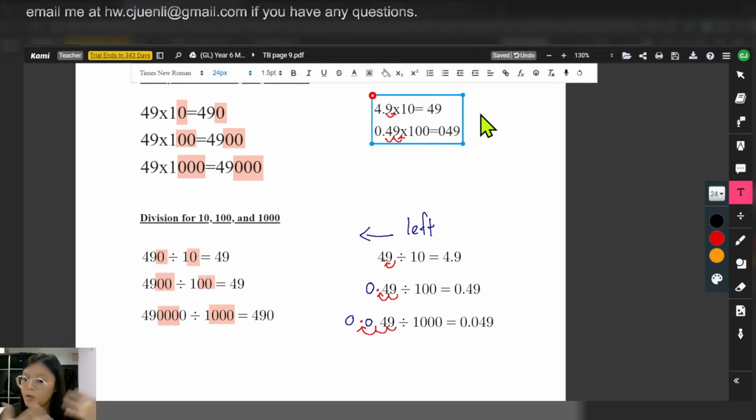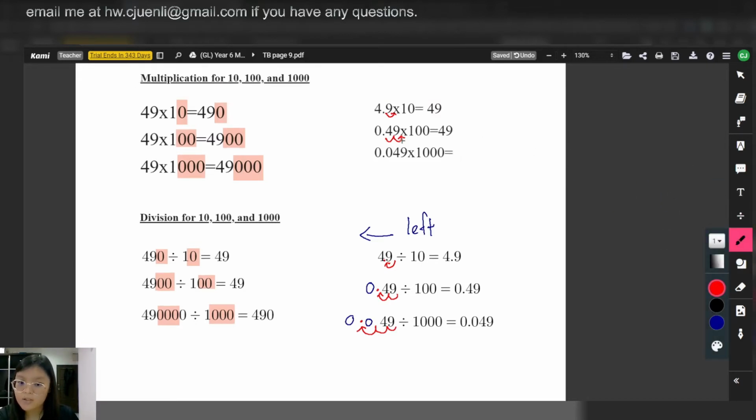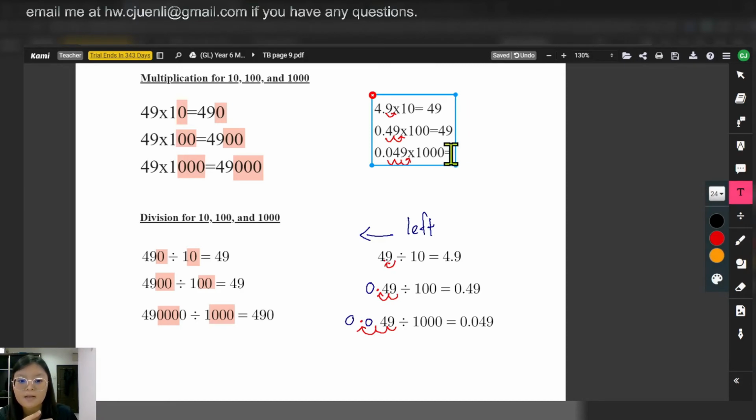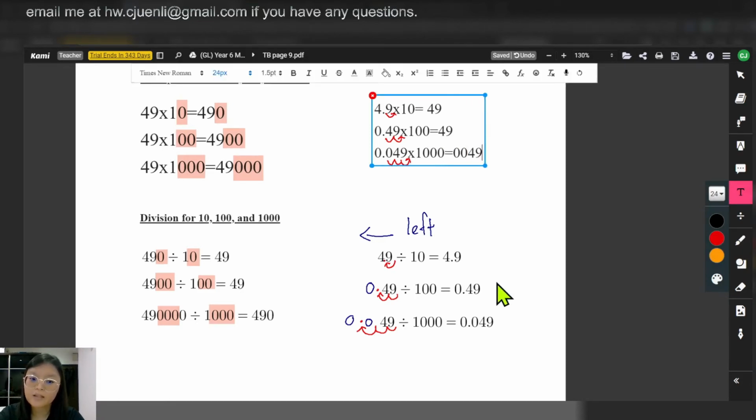0.49. But is there a need to put in the 0 in front? It's not 100, so there's no point. Just put in 49. How about when there's 0.049, the one from just now that we did, times 1000? Again, 1000 has 3 zeros, so we move 3 spaces. 1, 2, 3. Right? So your answer will be 0049. Again, no point putting zeros in front, so we remove those and we get 49.